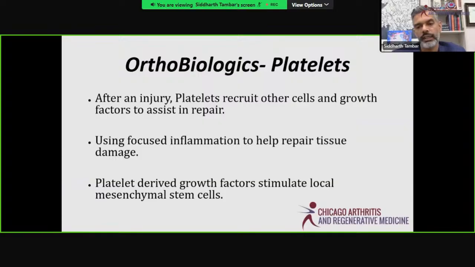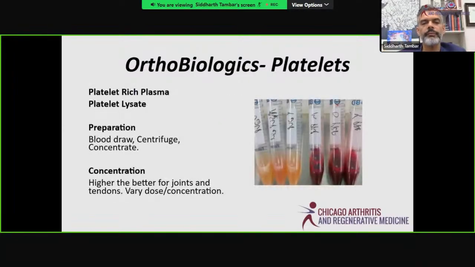Platelets are the first line type of orthobiologic. After an injury, as I mentioned, platelets come in, stop the bleeding, release growth factors, stimulate your local stem cells. Utilizing inflammation, that's how your tissue generally starts to repair after an injury. Different types of platelet preparations. There's platelet-rich plasma, where we're taking your blood, concentrating into a high concentration of your own blood platelets. And then there's platelet lysate.